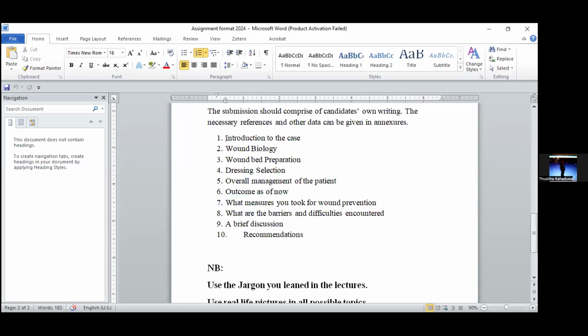So in the introduction, it's better to include some pictures, clear pictures, and you can even include pictures of your patient, no, not the patient, the wound. If it's necessary in the wound biology and wound bed preparation as well, it's good to have pre and post wound bed preparation photos. That will be fantastic.